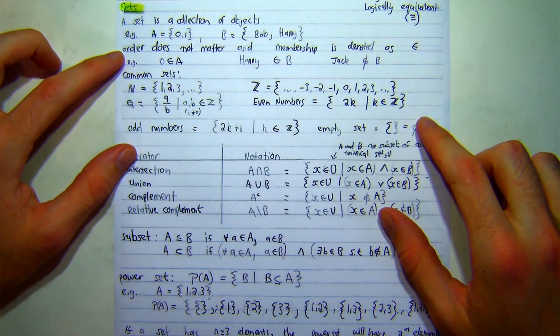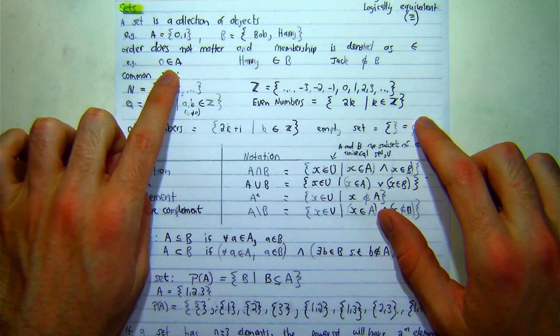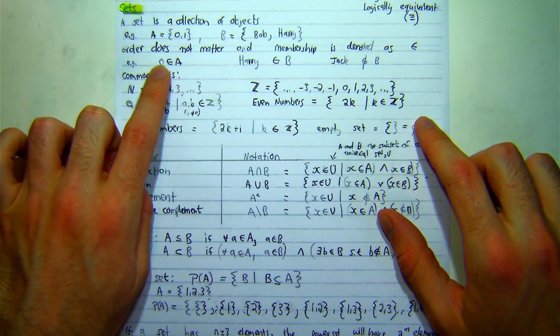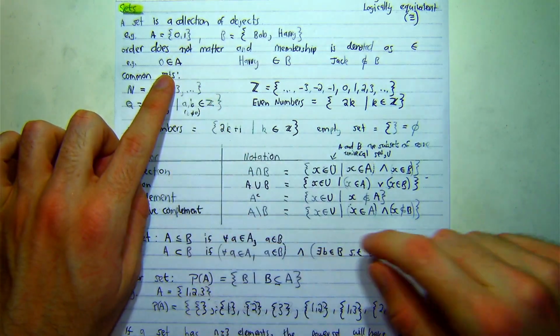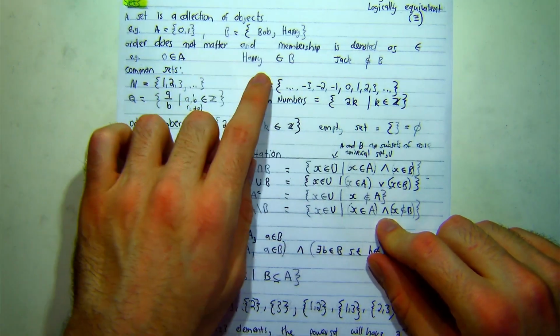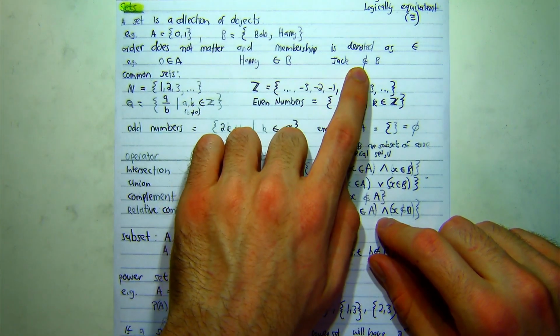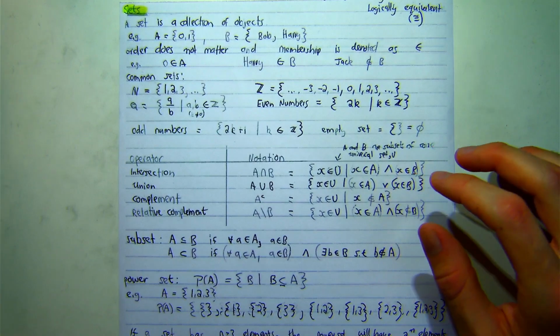And when we're looking at a set, we have membership in the set that is defined by this symbol that looks like an E. So we say an element is a part of the set. An example here is that 0 is a part of the set A, Harry is an element of the set B, and then Jack is not an element of set B, with a strike through that element symbol.